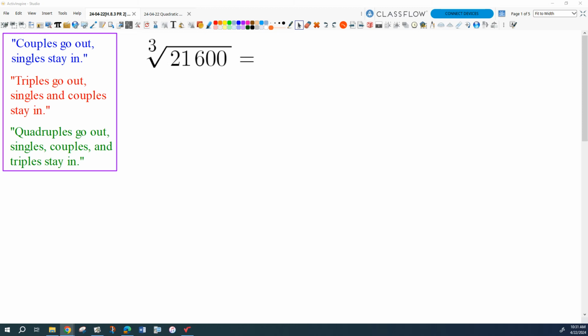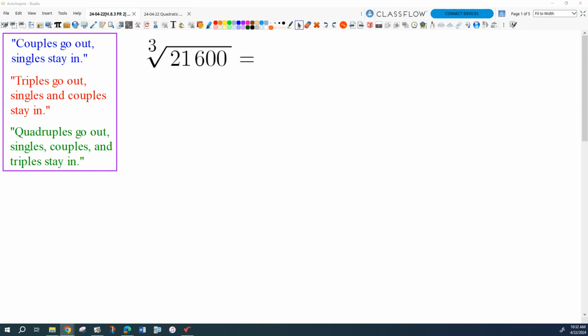Today, just extending the stuff we've already done, right? We talked about how to simplify square roots. Remember what our strategy was? We wanted to find the biggest perfect square factor of the radicand, and then break the square root up into two parts. Or if it's a big number, we just deferred to couples go out, singles stay in.